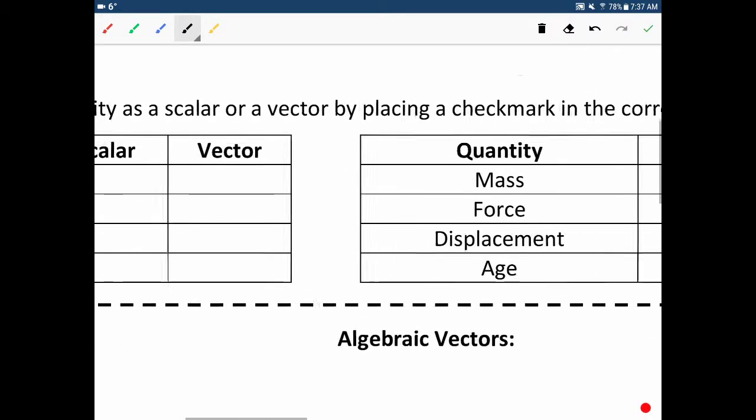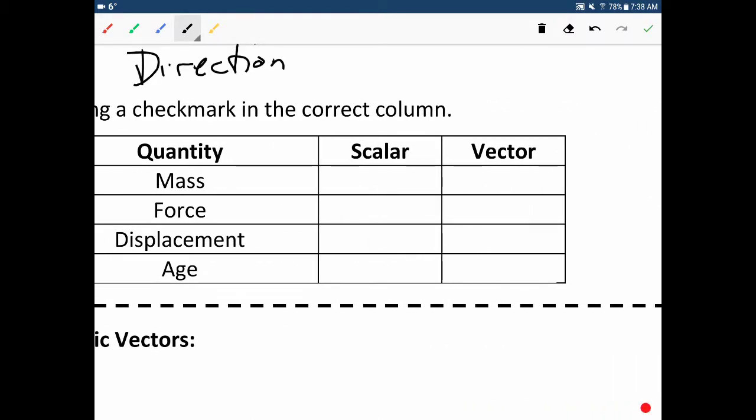If we jump over here to mass, you have a set amount of mass. It's just a scalar. Force, on the other hand, think of the force of gravity. Well, the force is a set amount, but it's also pulling you down, and that's important because that's different than if the force was pushing you up. So that's going to be a vector.